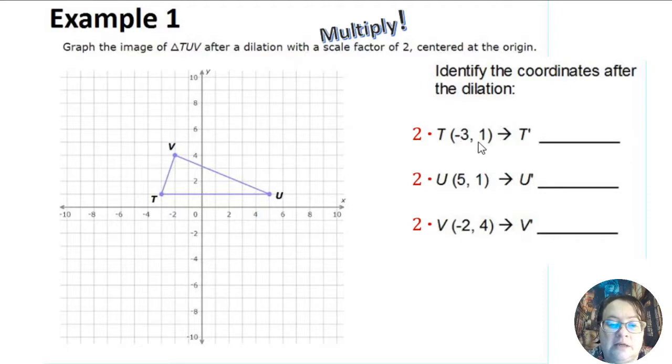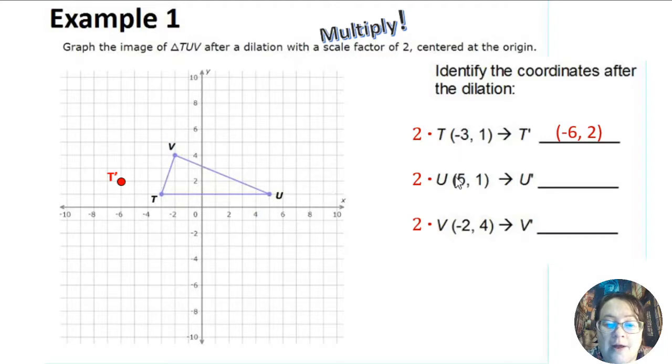So for T, I'm going to take 2 times -3 and 2 times 1. So I'm multiplying both numbers in the ordered pair. And then I simplify. So when I multiply each of these numbers, that becomes -6, 2. I'm going to plot my new point, -6, 2, over here on my graph. And that point becomes T prime.